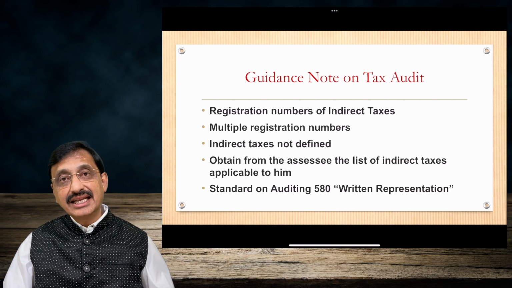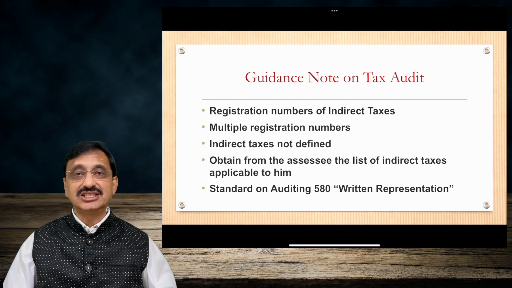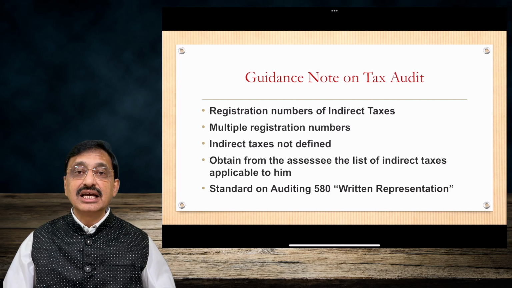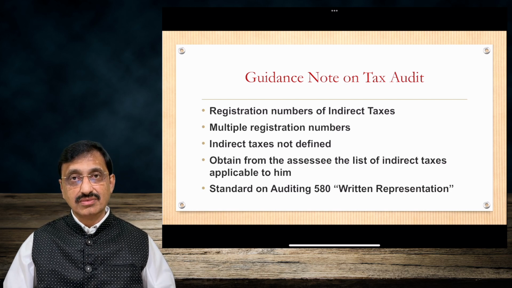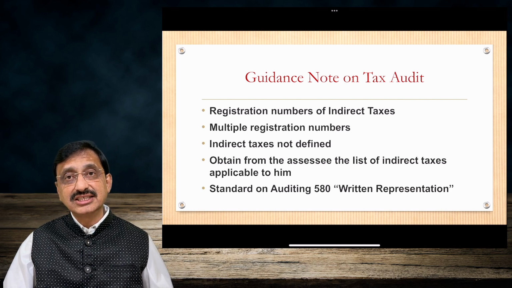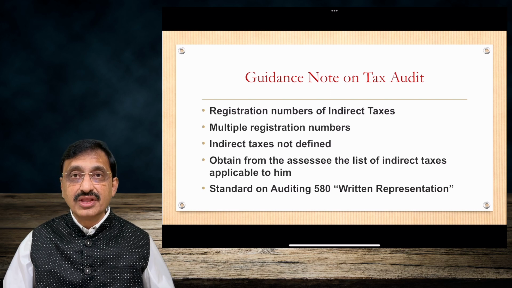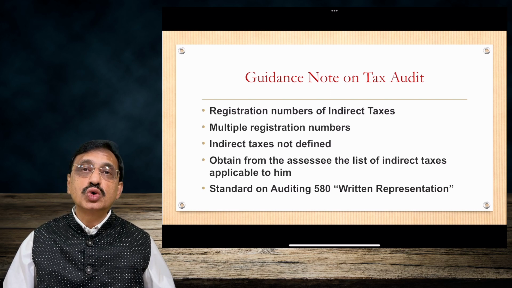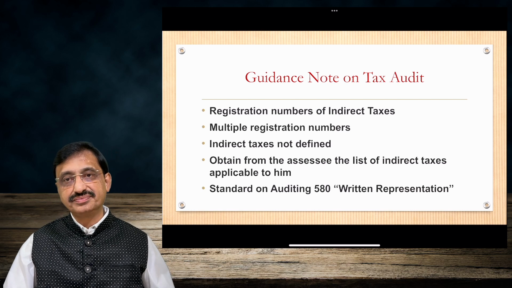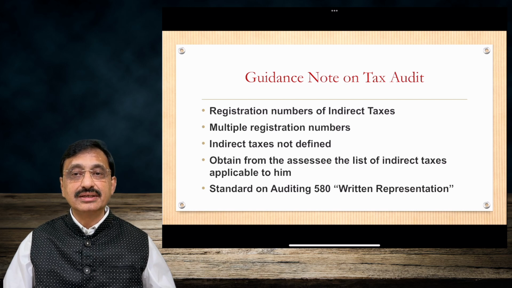Suppose an indirect tax law does not require any registration. In such a case, appropriate identification number is to be reported under this clause. Now, is there any indirect tax law which does not require any registration? Yes. For example, in Customs Act 1962, since there is no registration number, a copy of the Export Import Code, that is IEC code, may be obtained and information is to be furnished accordingly.